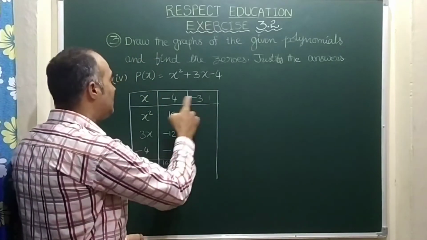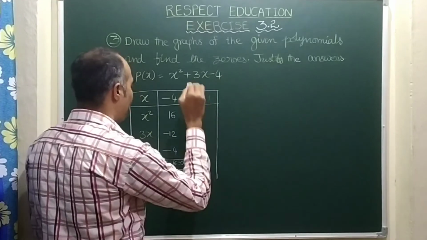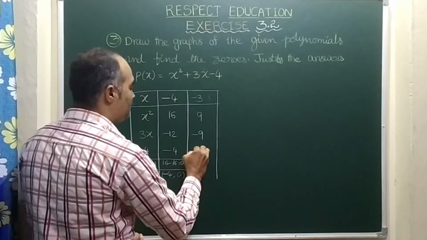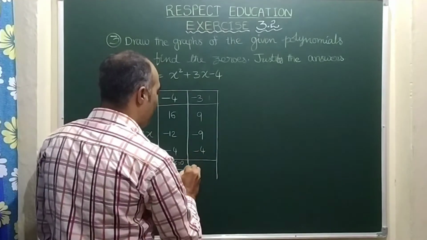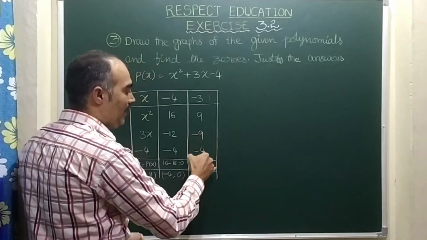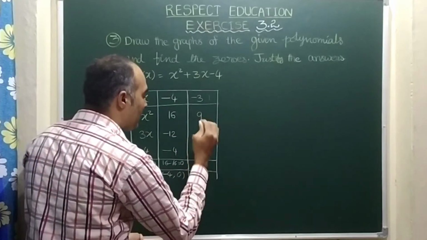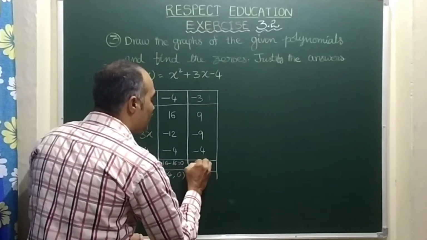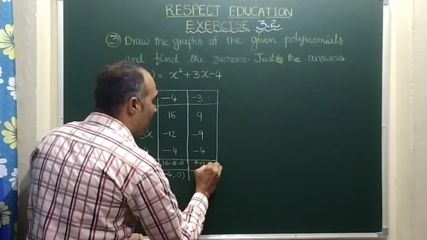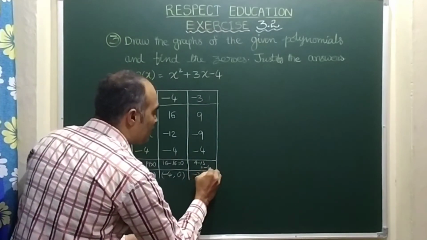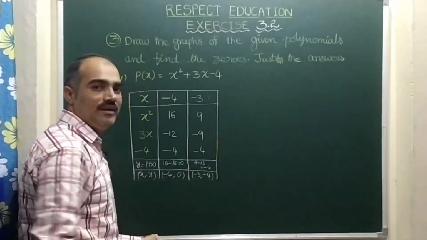So here minus 3 whole square is 9. 3 into minus 3 is minus 9. Minus 4 as it is. Now here you see 9 minus 13. If not, plus 9 minus 9 get cancelled. So finally minus 4. However you want, you can write. So it is 9 minus 13 equal to minus 4. So here x is minus 3. Here corresponding y is minus 4.